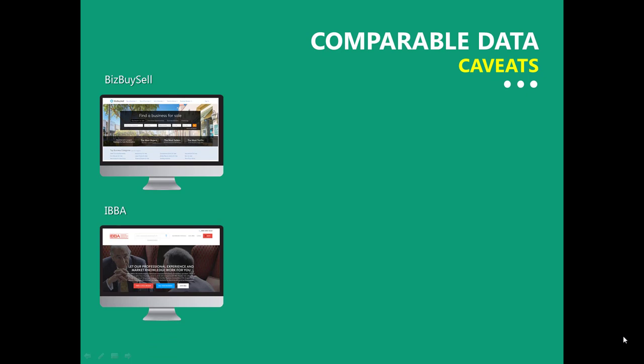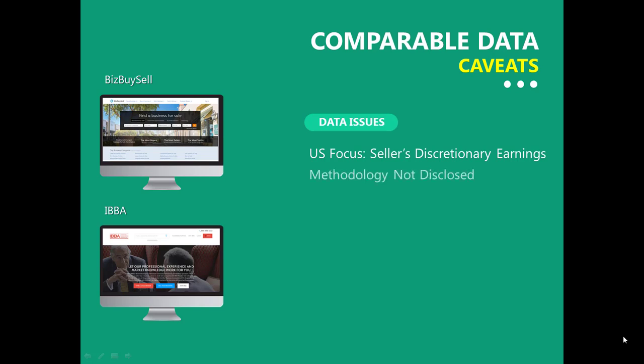As we mentioned, the data is US focused, and it's going to be most directly applicable to people in the US and even Canada, although it is still valuable in other countries. But one of the issues is that the seller's discretionary earnings metric is not widely used outside of North America, so people in other countries have to take these numbers and then estimate what they would mean in terms of the net profit.